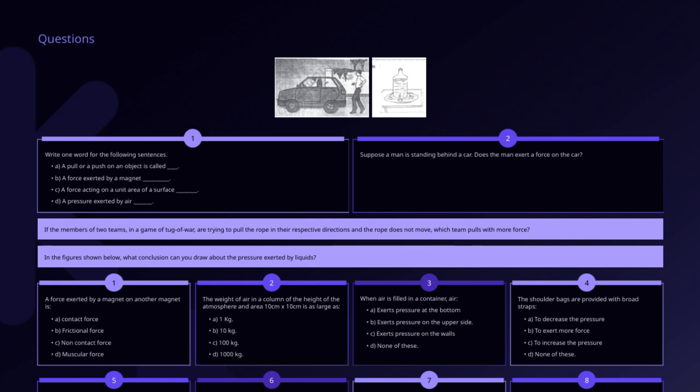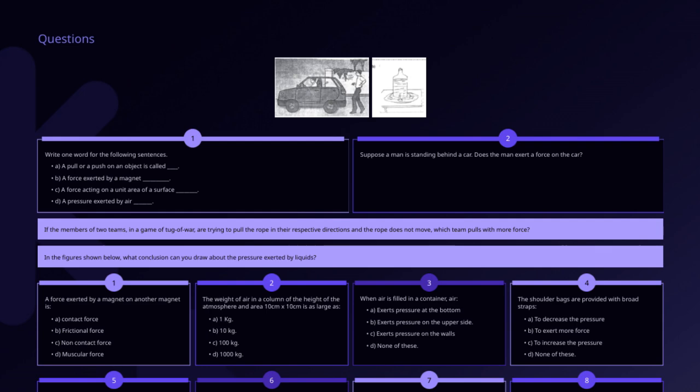A pressure exerted by air is called atmospheric pressure. It's the force per unit area exerted by air molecules. Finally, a force acting on a surface per unit area is called pressure, while a push or pull on an object is simply called force.